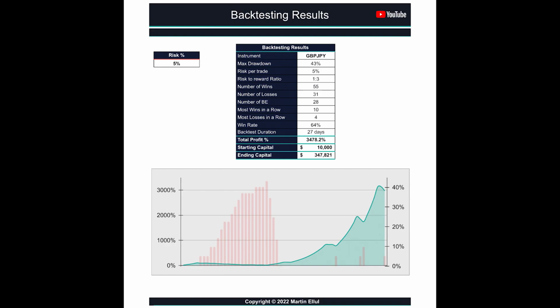So again, this is a high risk trading strategy, so high volatility, but you can see the results for yourself. You know, it's very interesting.